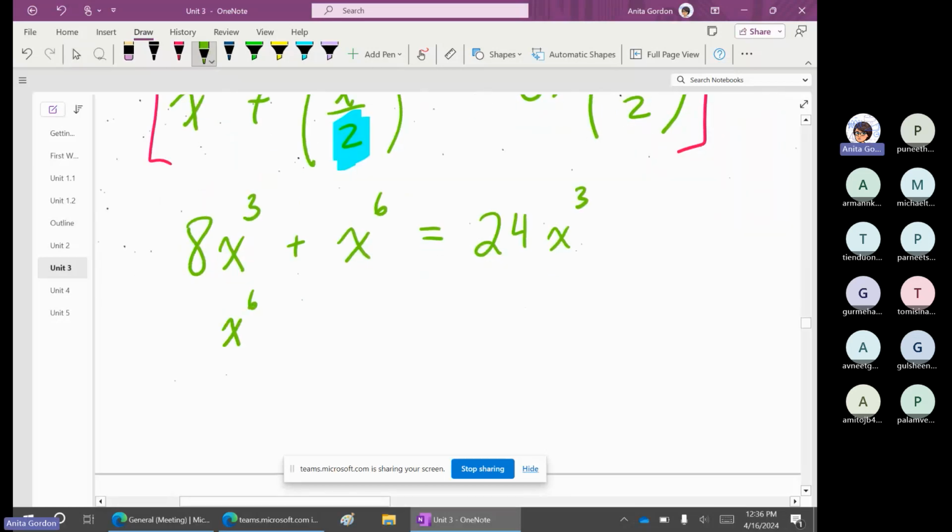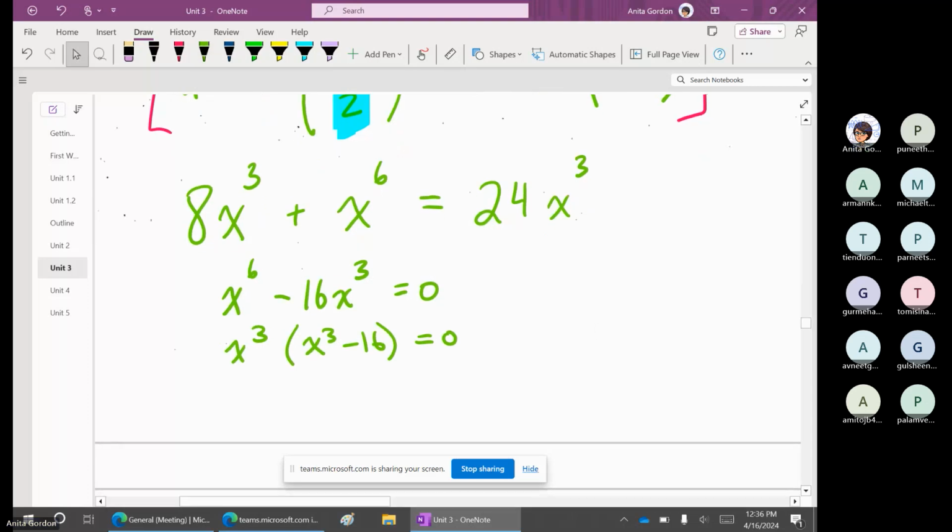I would have x to the 6 minus, nope. Would it be minus? It would be 8 minus 24 minus 16 x cubed, right? So if I factor the x cubed out, I'm left with x cubed minus 16 equals 0, which gives me my first solution that x is 0. So yes, we did miss that one there.